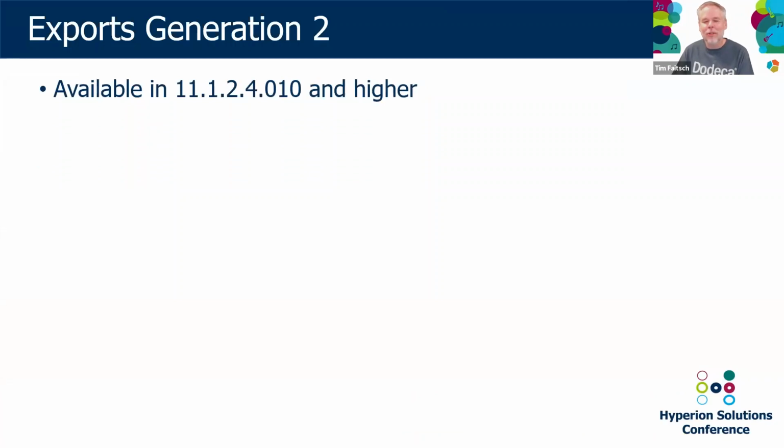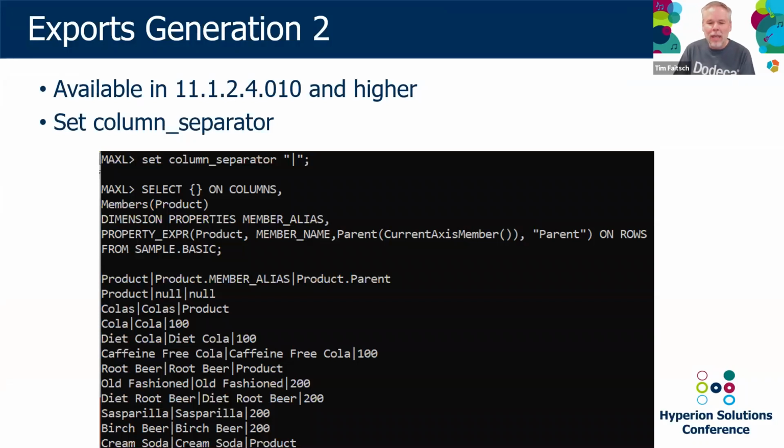So this was available in 11.1.2.4 patch 10 and higher. All right, set column separator. So some people were so ecstatic, head over heels. Gary Crissy wrote a blog entry about it. I think he was the one who bugged Oracle to include it. So when we're running MDX and MaxL, I can actually put this set column separator, and I can specify what delimiter I want to use. I love pipe because there's no pipes usually in Essbase outlines. Of course, probably somebody has one, but I don't like to use commas or tabs or anything like that.